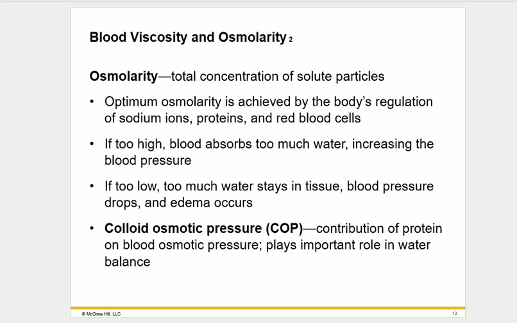Conversely, if the osmolarity drops too low, then too much water remains in the tissues, and blood pressure can drop to dangerously low levels because water is lost from the bloodstream. So in terms of osmolarity, you want to have a good balance. This brings us to colloid osmotic pressure.